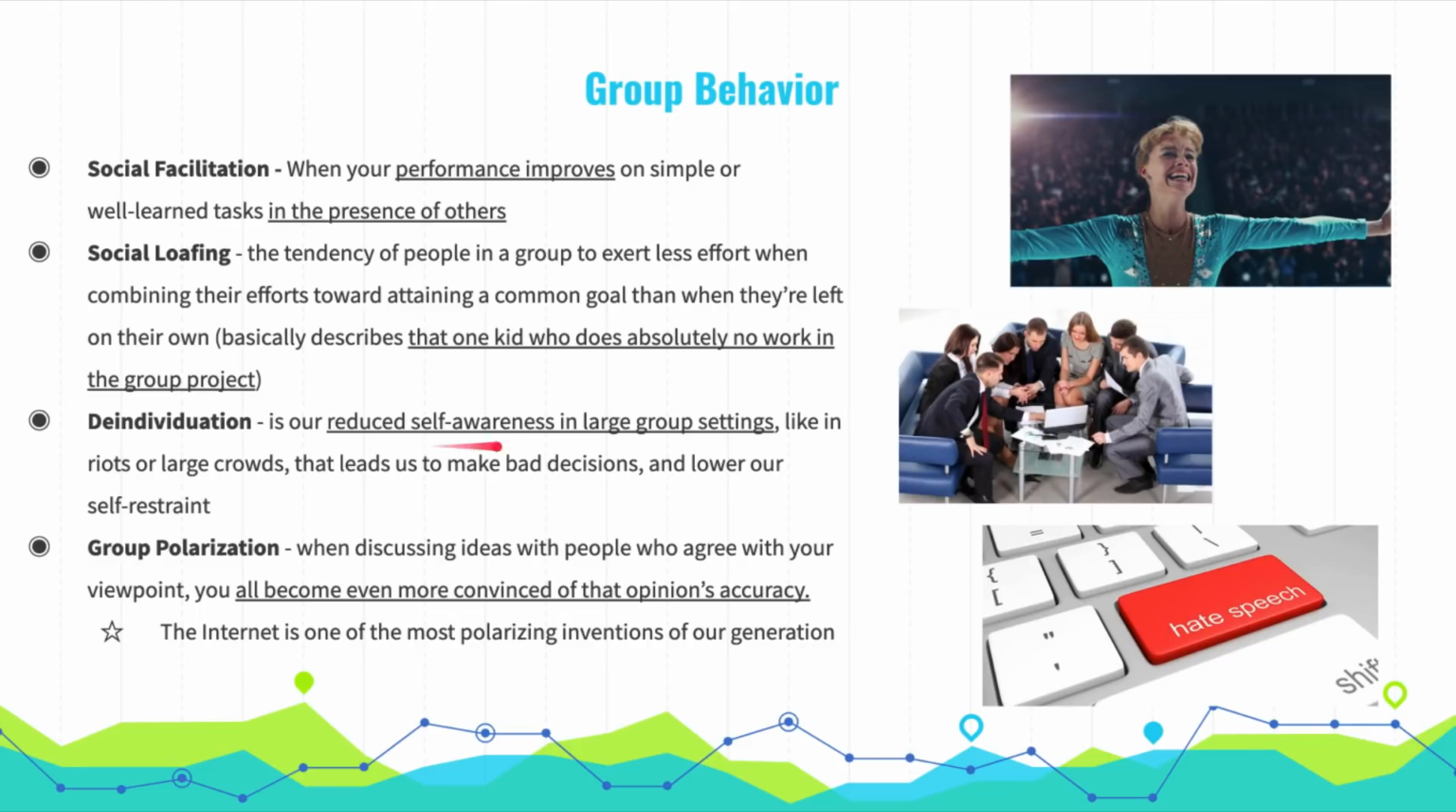De-individuation is our reduced self-awareness in large settings or groups that makes us choose bad decisions, basically, and lowers our self-restraint when we're in large crowds or riots, for example. Group polarization describes the fact that when we hear other people share our opinion on something, we become more convinced of our opinion's accuracy. One of the most polarizing inventions of our generation is the internet. Apps like YouTube and Instagram recommend content for us that is similar to our own interests.